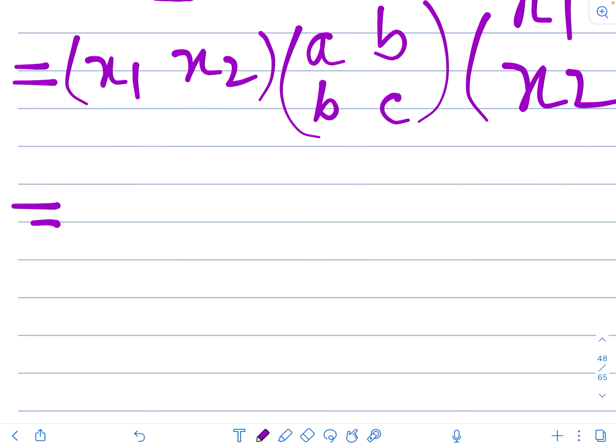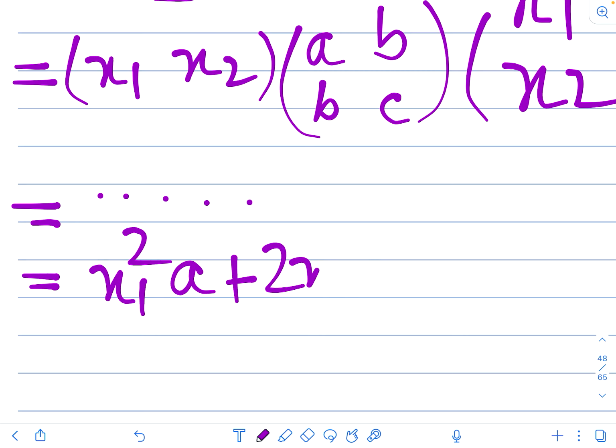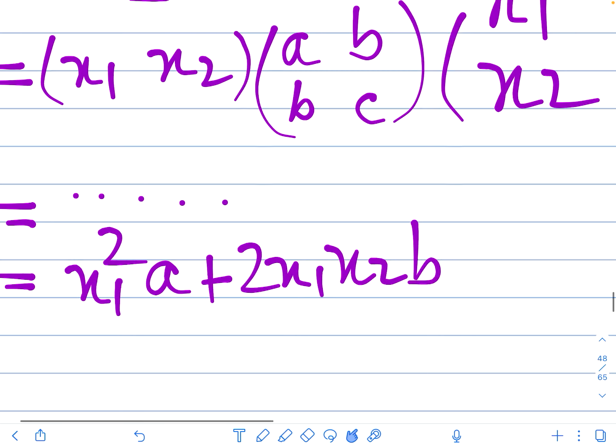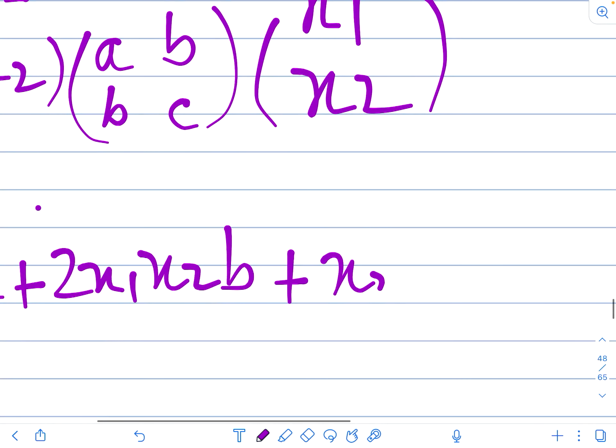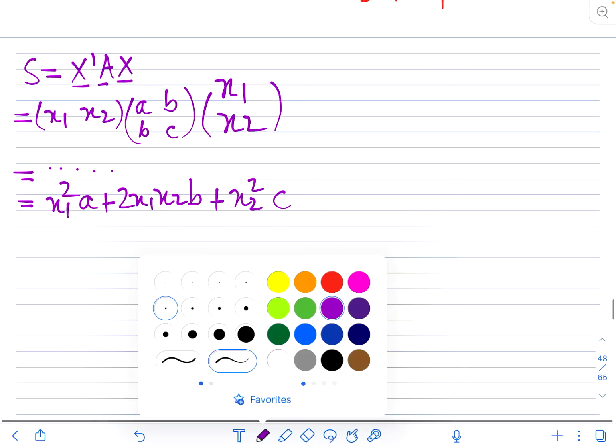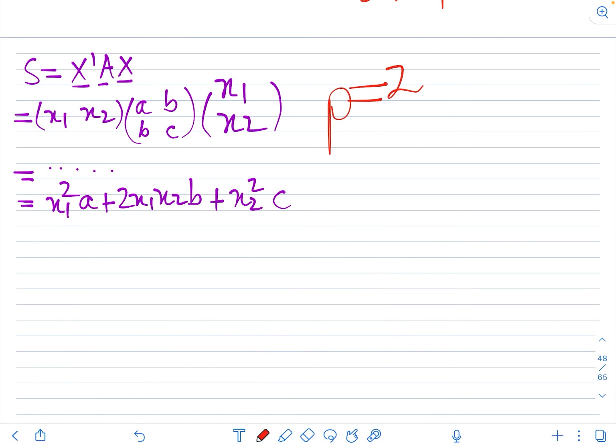So if I now go and simplify this, you can go and confirm the steps in between. I end up with x1 squared a plus 2 x1 x2 b plus x2 squared c. So just specifically, I'm going to reiterate here, this is for the p equals 2 case, right? Already now we can see there is definitely some quadratic something going on here.